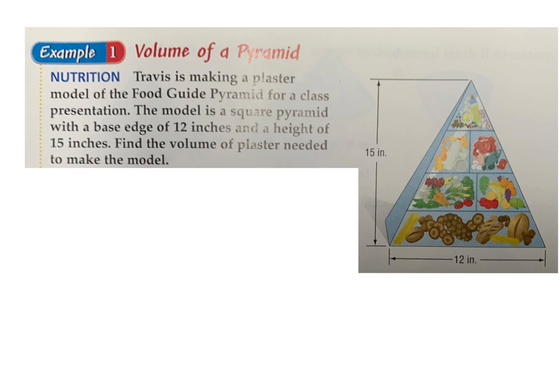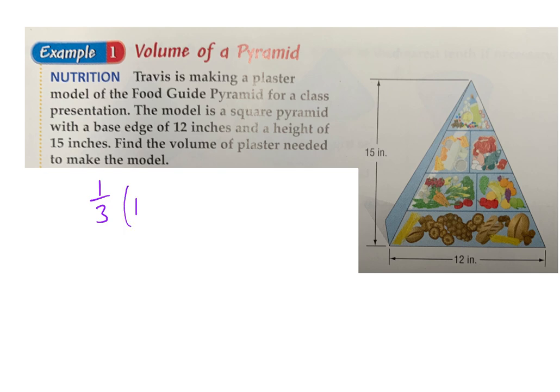page 697, Travis is making a plaster model of the food guide pyramid for a class presentation. The model is a square pyramid with a base edge of 12 and a height of 15 inches. Find the volume of the plaster needed. The area of the base is a square, so what's the area of a square? Yeah, just the side squared, right? So just base times height.